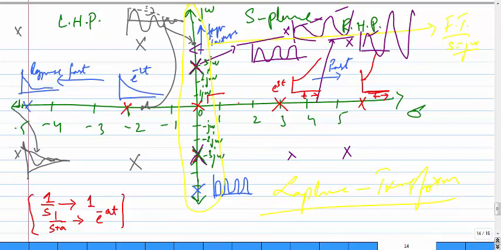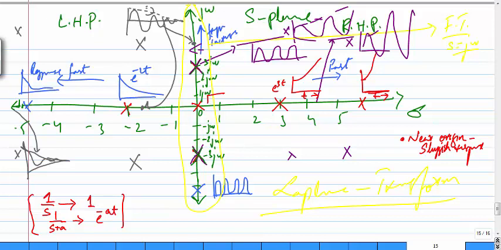So if you are near the origin, your response is slow, and normally we use the word sluggish response. If you move away, you have a very fast response. Now the question is, if we are getting a very fast response, why do we care about the slow response?